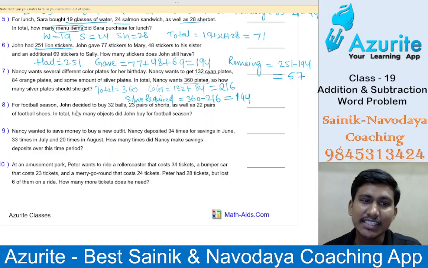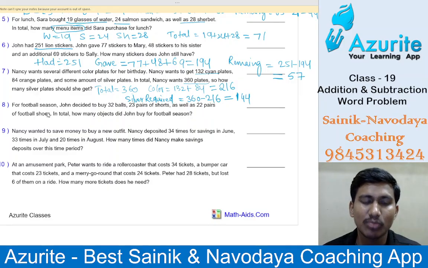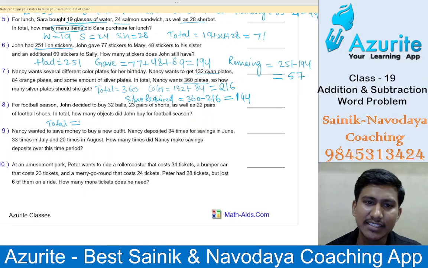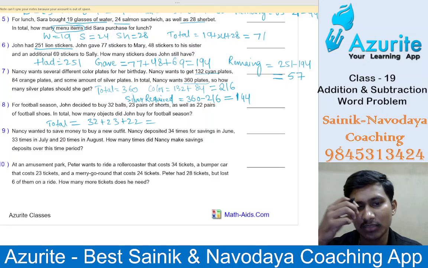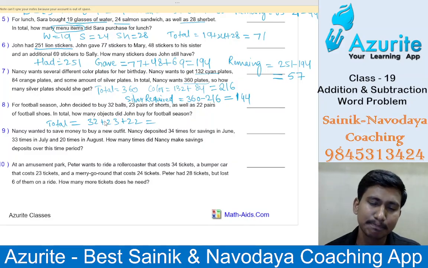For football season, John decided to buy 32 balls, 23 pairs of shorts as well as 22 pairs of football shoes. In total, how many objects? Direct, add all. So here the total objects is how much? That is 32 balls, 23 pairs of shorts and 22 pairs of football shoes. So 32 plus 23 plus 22. It will be how much? 46 plus 31 will be how much? 77. Right? So 77 is the answer.